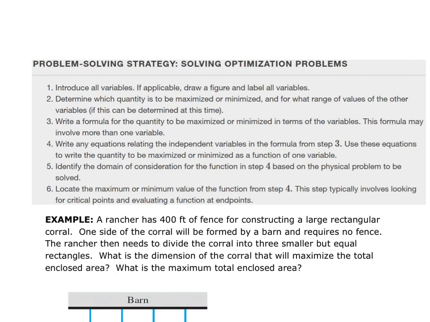Take a look at this one. This is one that you would have seen initially back in pre-calculus 1. A rancher has 400 feet of fencing for construction of a large rectangular corral. One side of the corral will be formed by the barn, and then three smaller but equal rectangles will be built. We want to maximize the total area enclosed.